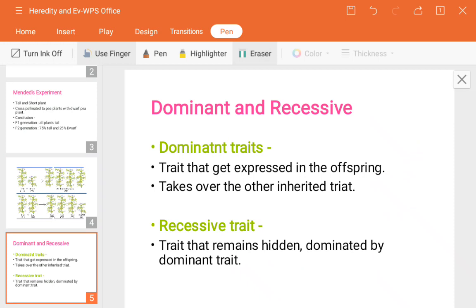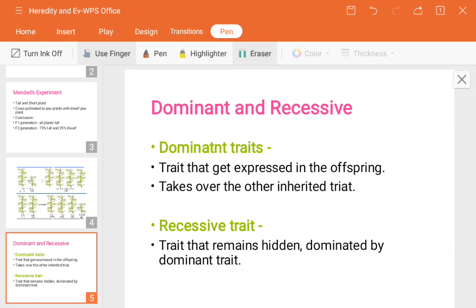The trait that appeared, meaning all the plants were tall, is called the dominant one. Okay, the dominant one has hidden the character of the shorter one. That has tried to suppress the recessive trait.